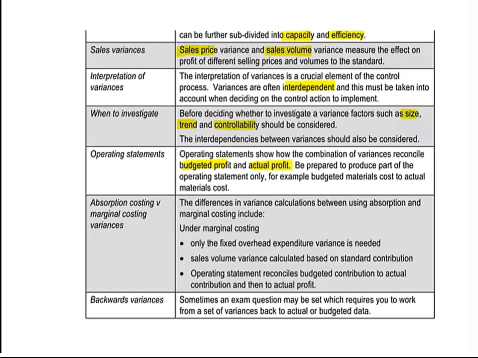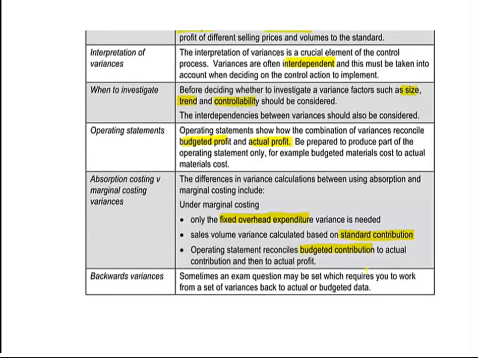Differences then, as we've said, occur between absorption costing and marginal costing. Under marginal costing, we only have a fixed overhead expenditure variance. We base the sales volume variance on contribution, and the operating statement reconciles budgeted contribution before reconciling it to actual contribution and then actual profit. And finally, backward variances, not a special type of variance, but instead a style of exam question which requires you to work from a set of variances back to original actuals or budgeted data. Lots of practice then to get up to speed with the variances will be needed.